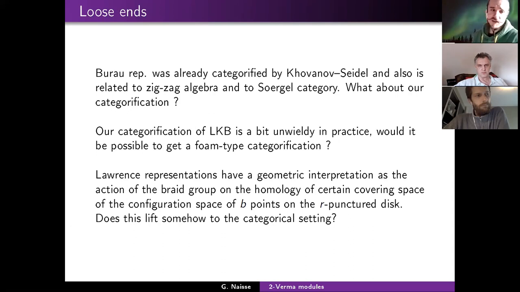And finally, all these Lawrence representations have a geometric interpretation as the action of the braid group on the homology of certain covering space of the configuration space of n points on the punctured disk. And so I wonder if maybe it is somehow lifted to the categorical setting in some sense. It is also something that I think should be investigated in the future.